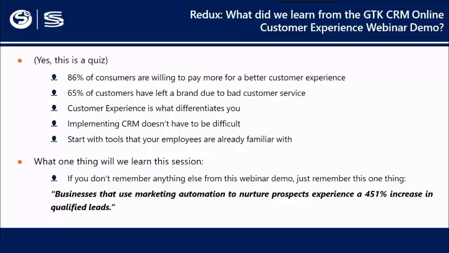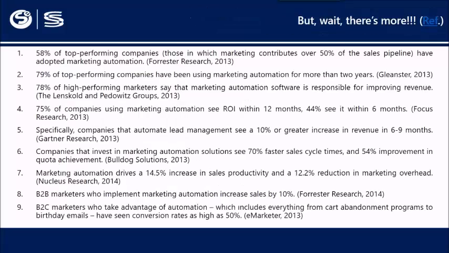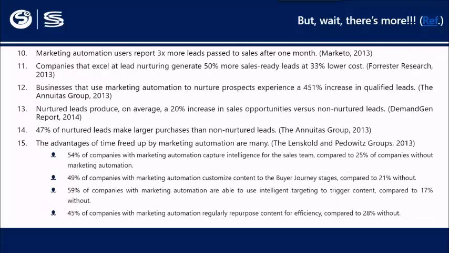And oh, by the way, if you're looking for a marketing automation system, the experts say that, oh, I got ahead of myself here. Actually, the one thing that we want you to learn from today's presentation is that businesses that use marketing automation to nurture prospects experience a 451% increase in qualified leads. Along with that statistic, there are all these other statistics that talk about marketing automation. We have a reference hyperlink there, so you can go and find the sources for all of these quotes. A lot of good statistics and reasons why marketing automation is a good thing.